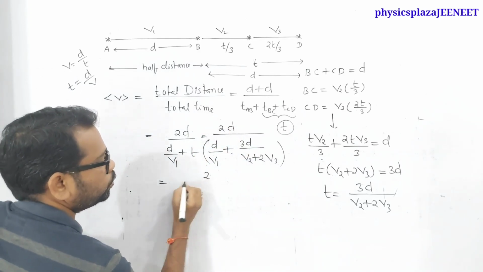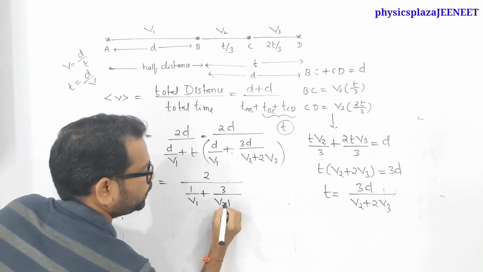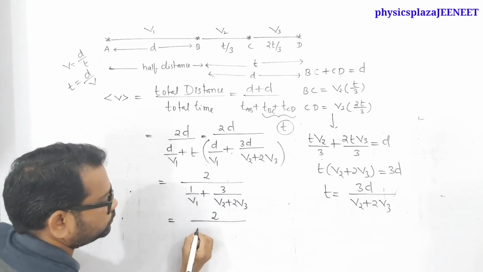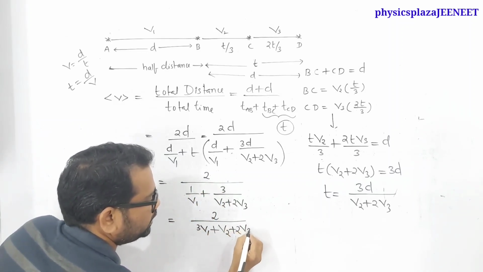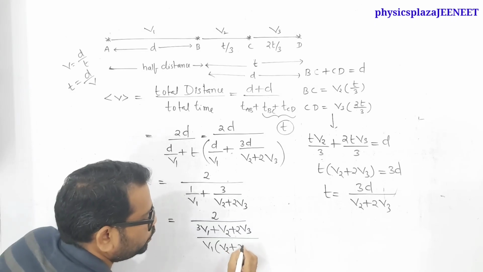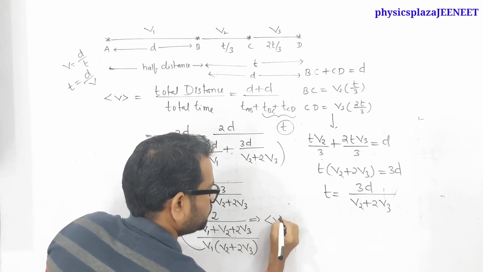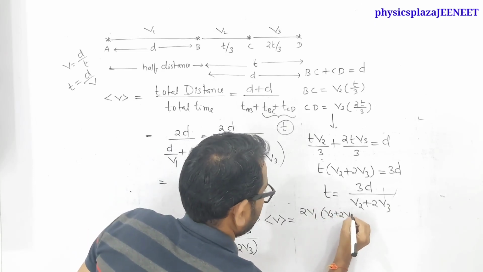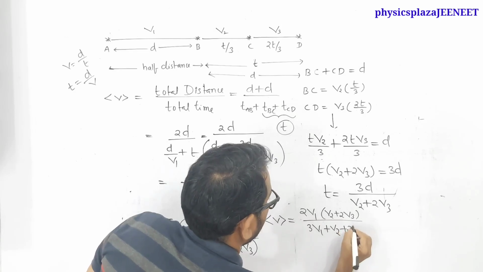So this will be 2 by 1 by V1 plus 3 by V2 plus 2V3. Here you can take an LCM, children. So this is going to be 2 by 3V1, this term I am writing first, plus V2 plus 2V3, by whatever the term is there, you write here the LCM, that is V2 plus 2V3. Now this term will go to the numerator. So from this we can write average speed is equal to 2V1 by V2 plus 2V3 by 3V1 plus V2 plus 2V3.